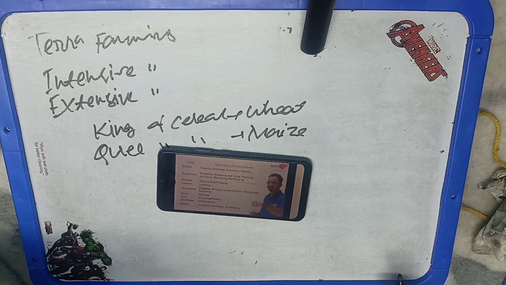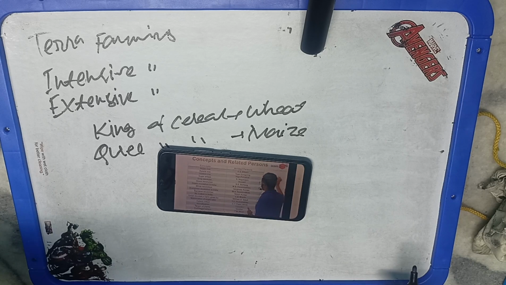Gram: nipping. Nipping is removal of the tips of the plant. Jute: stripping or retting, which is removal of bark from the stem. Sunflower: heliotropism. Potato: seed plot technique, earthing up. So these are the various terminologies or processes. It is very difficult to explain each and every process, but you will understand all of them when you study the particular crop. But for revision or summary purposes, you can refer to this. Revolutions we have already discussed.